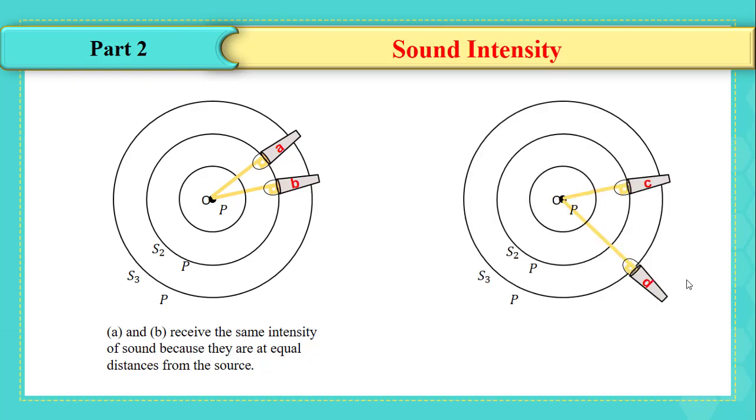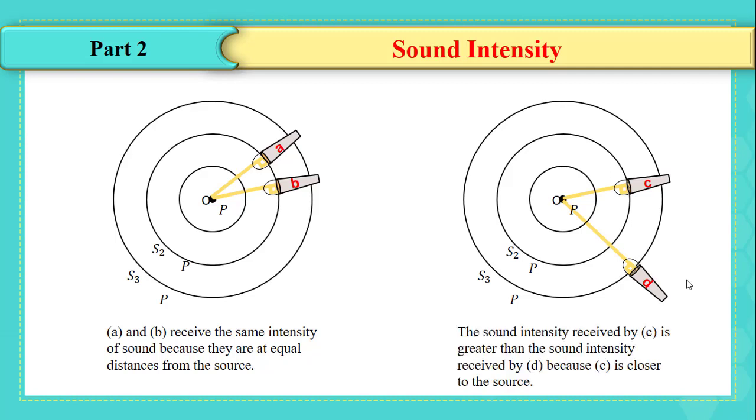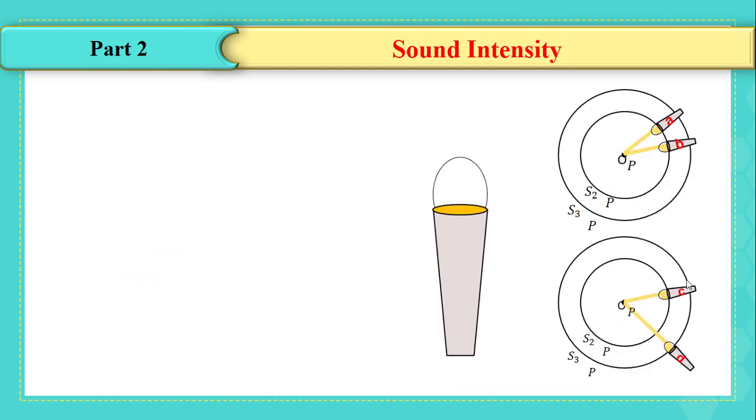Consider now another two microphones C and D, where the microphones A, B, C, and D are all identical. But notice that the intensity received by C is greater than the intensity received by D. Why? Simply because C is closer to the source. So, as you have seen, a new physical quantity is defined by physicists, which is called the sound intensity or the acoustic intensity. The intensity is defined by the power received at a certain point per unit area held perpendicular to the direction of propagation of the sound wave.